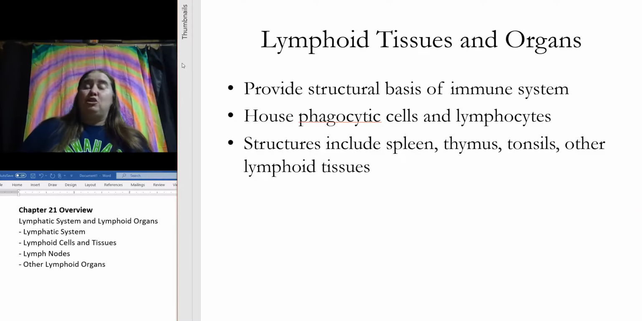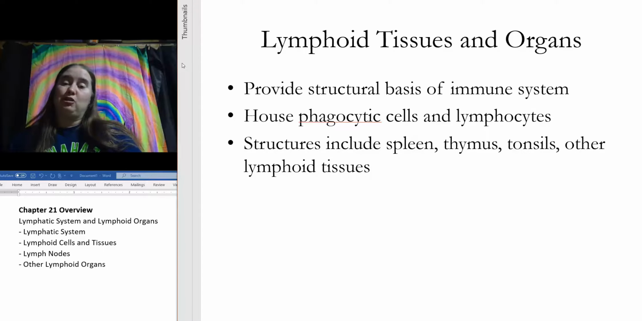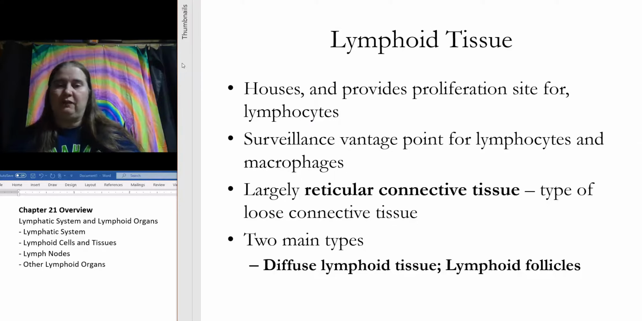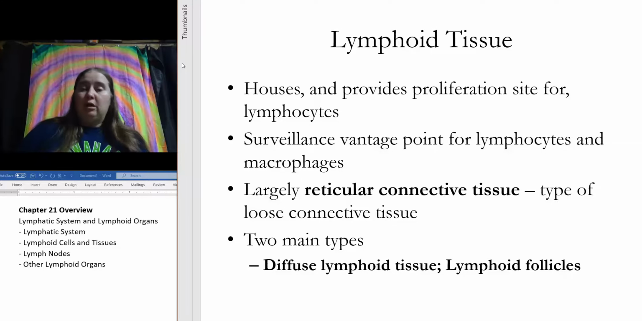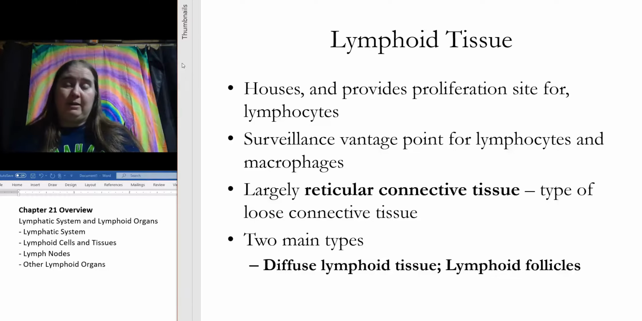So the lymphatic tissue and organs themselves provide a structural basis of our immune system, which is essentially what I just said. They house our phagocytic cells and our lymphocytes, and their structures include things such as the spleen, the thymus, our tonsils, as well as other tissues known as lymphoid tissues, and these tissues can be fairly diffuse. So when we talk about lymphoid tissue itself, a spleen makes sense, right? It's an organ. We have our thymus, which is an organ, or a gland. But we also have these tissues that, typically, can be either localized or diffuse. And again, I'll talk about what I mean by that in a minute.